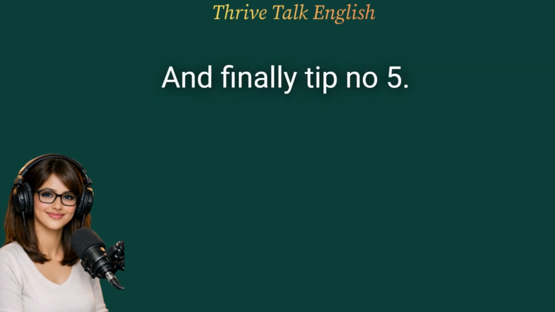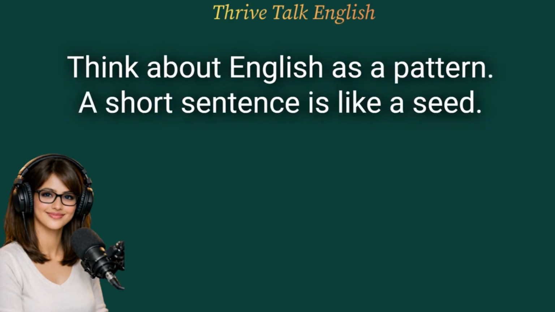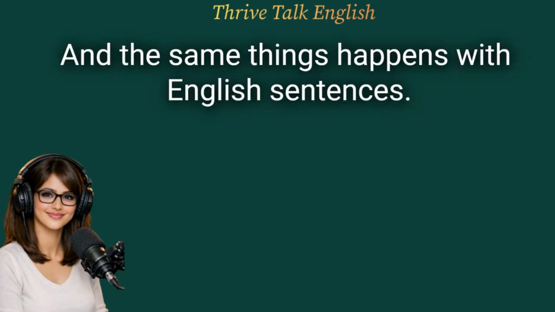And finally, tip number 5. Don't think about English as a collection of grammar rules. Think about English as a pattern. A short sentence is like a seed. A long sentence is like a tree. The seed grows into the tree. And the same thing happens with English sentences.